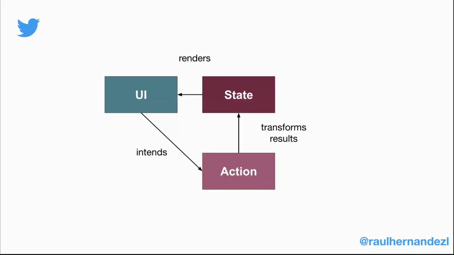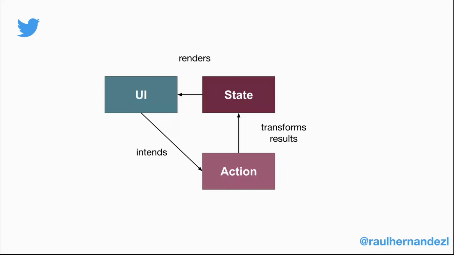The UI is going to intend a new action. This is going to be transformed into a new state, and this new state is going to represent a new UI. And with that, you are going to always have a relationship of one state, one UI. If you want a new state, you will have a new UI. But if you want a new UI, you will need a new state. And with that, you wouldn't have side effects.